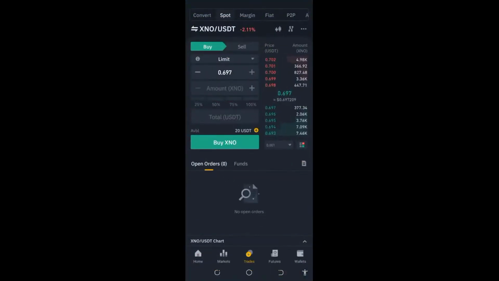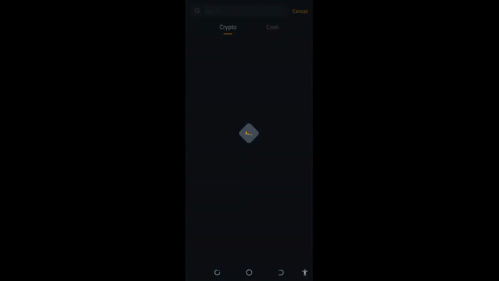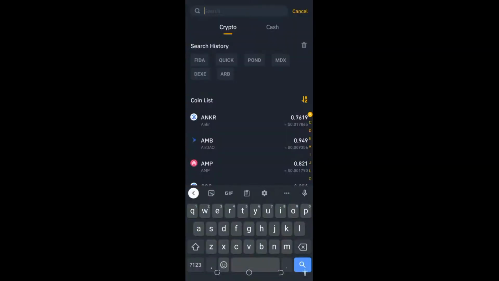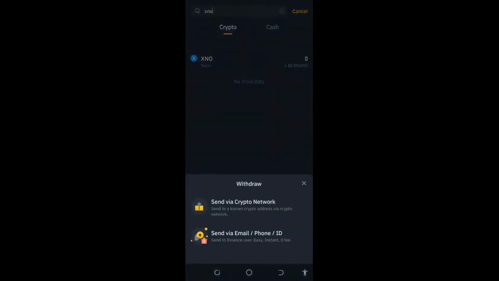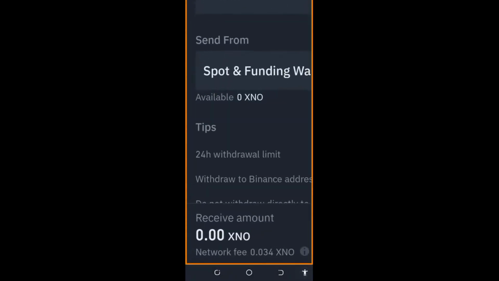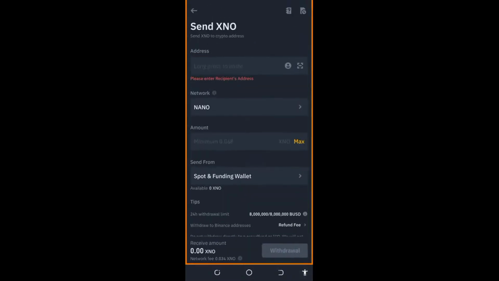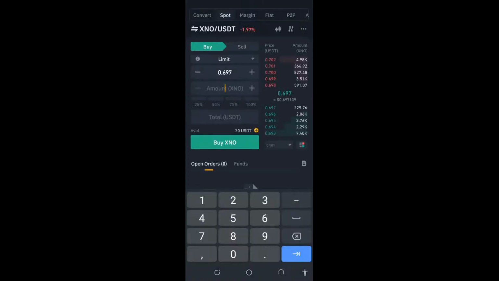Let's click on withdraw and check XNO, and see the withdrawal network. Oh, it's also Nano. That's good. So what do we have here? The network fee is 0.034. Let us check how much that gives us. The withdrawal fee we just saw was 0.034, so let's see how much that costs.